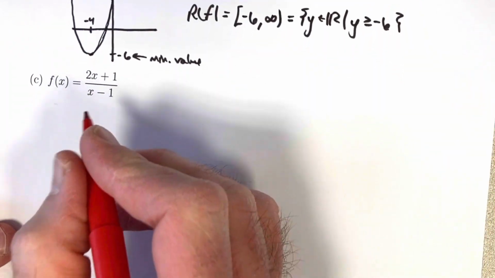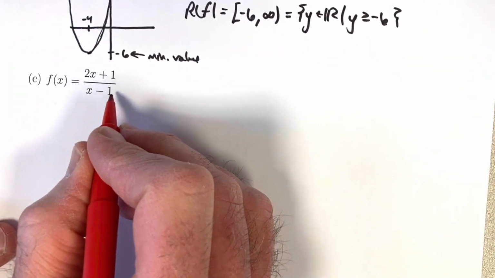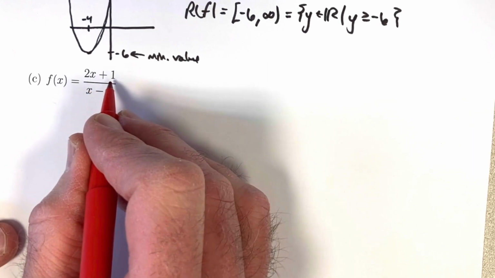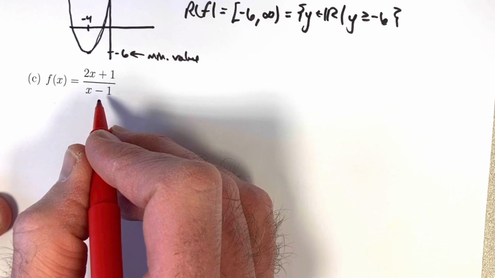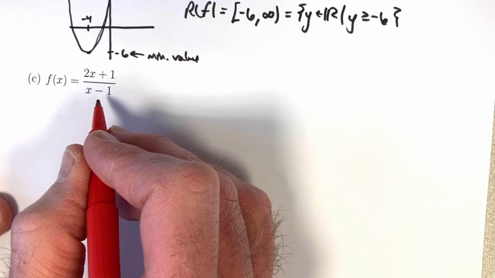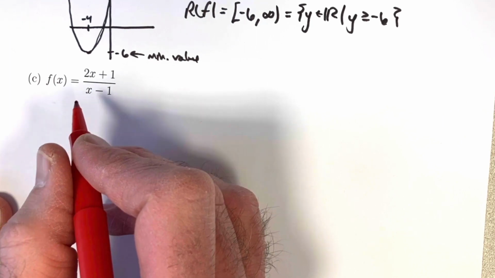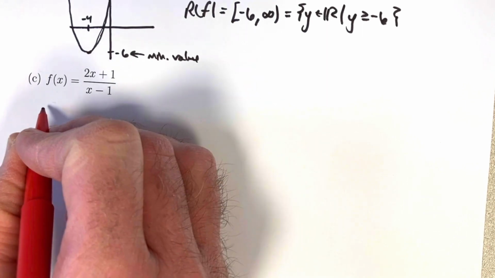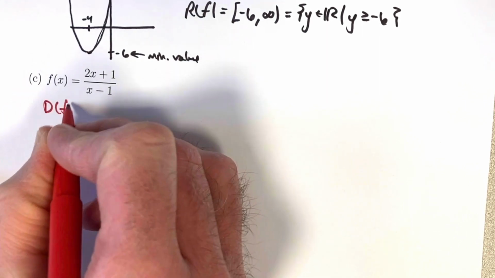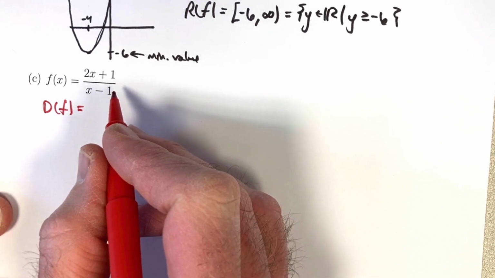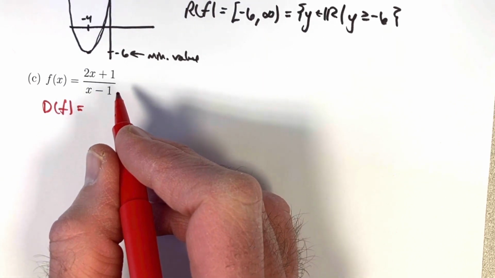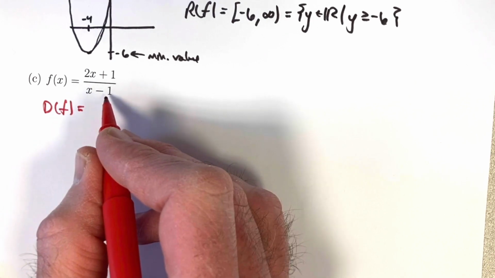Part C, f of x is what's called a rational function, 2x plus 1 over x minus 1. Graphs of rational functions often have vertical and horizontal asymptotes, and this one's no exception. Let's first think about the domain, however. The domain of f would be all possible numbers you could plug in here where you are not dividing by 0. The only place we're dividing by 0 is when x is 1.